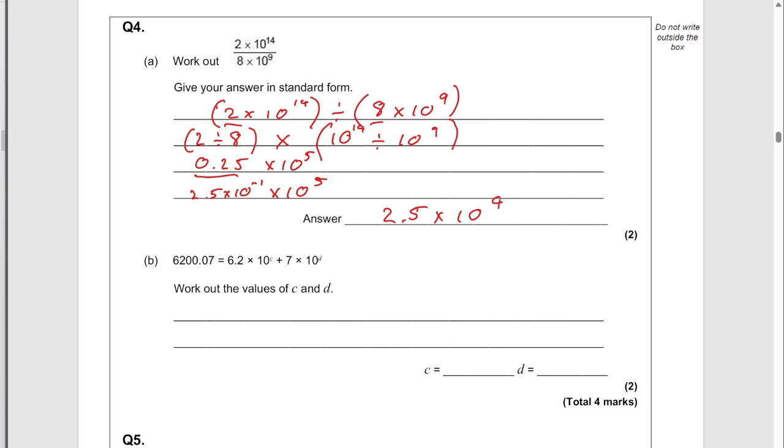Okay, for part B, 6200.07 is equal to 6.2 times 10 to the C plus 7 times 10 to the D. Work out the values of C and D. So this number has been split into 2 parts: 6200 and 0.07. If I convert these numbers into standard form, that would be 6.2 times 10 to the 3, and then the second part would be 7 times 10 to the minus 2. So C would be equal to 3, and D would be equal to minus 2.